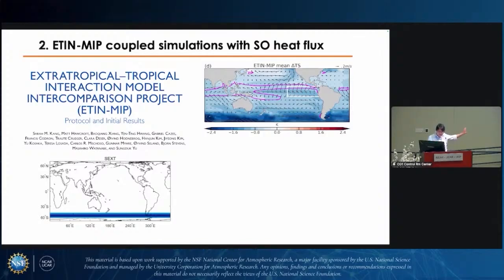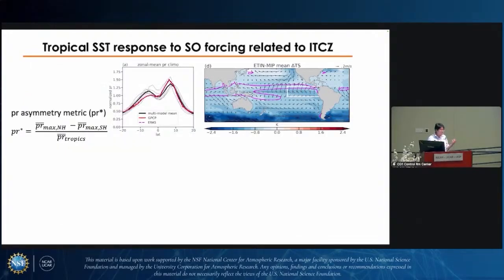So we looked at this nice community effort called ETMAP, in which the fully coupled models are forced by this zonal band of heat fluxes, and all of the models tend to show first Southern Ocean cooling because it's directly forced by radiative forcing, and also a tropical response. In a previous study, they found the varying degree of tropical response is correlated with models' subtropical cloud feedback. But here we want to test, is it even related to the tropical ITCZ?